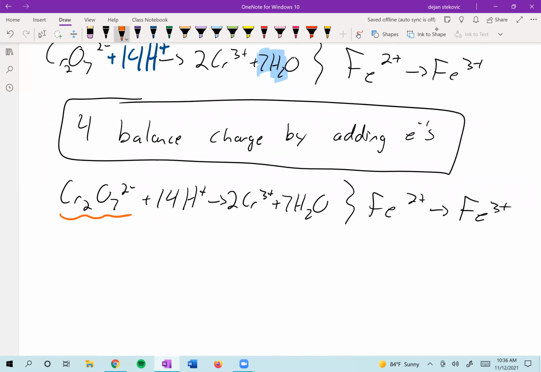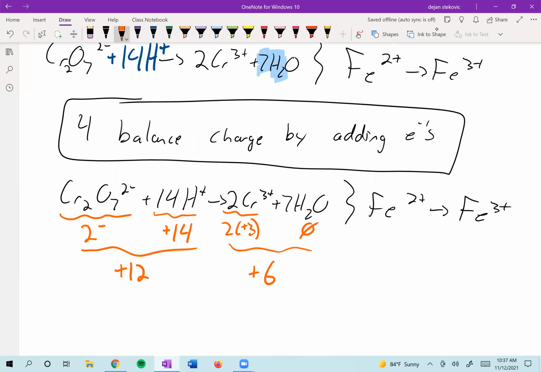If we think about this chromium, that's a 2- right there. If we think about these 14 H pluses, that's a plus 14 right there. And so if we add these up, we get plus 12 on this side. Over here, we have 2 times plus 3, and then this one over here is 0. So over here, we have a plus 6. To balance that out, we need to add 6 electrons to the left side, right? Because electrons are negative, they'll cancel out 6 of these, and then we'll get 6 is equal to 6.